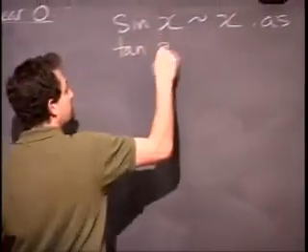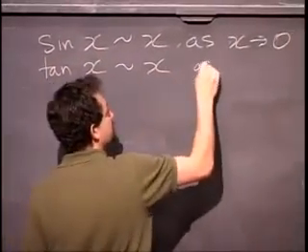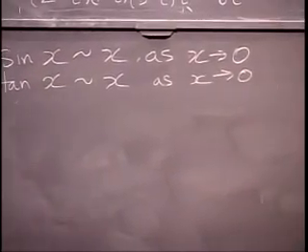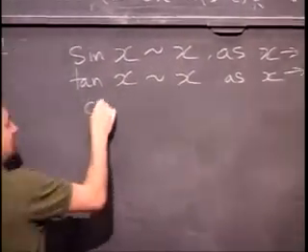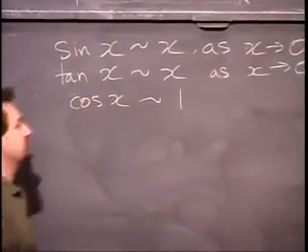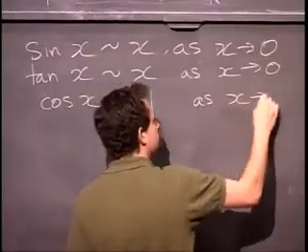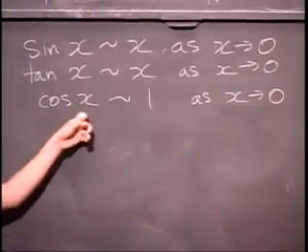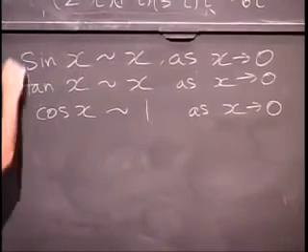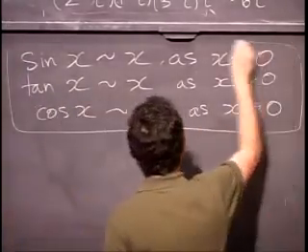Sin x twiddles x as x goes to 0. Why? Because sin x over x goes to 1. Similarly, tan x behaves like x as x goes to 0. You can just quote these because these are known limits. On the other hand, cosine x does not twiddle x. It behaves like 1 as x goes to 0. After all, cosine of 0 is 1. So these you ought to remember. They're really, really useful.